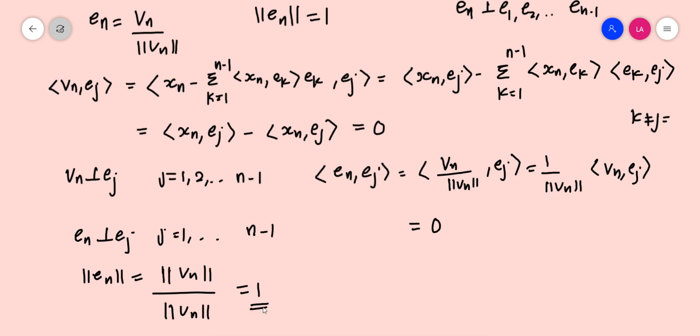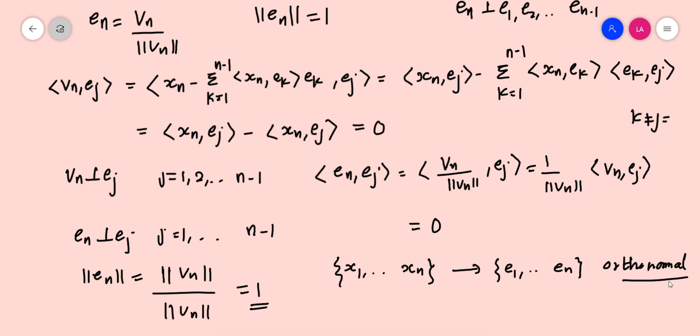which is actually 1. Thus we have constructed, from x1, x2, etc., xn, which is the linearly independent set, a set e1, e2, etc., en, which is orthonormal. So this process is called the Gram-Schmidt process of orthonormalization. So from any given set or sequence of linearly independent elements, we can construct an orthonormal set or sequence. This is the idea. Thank you.